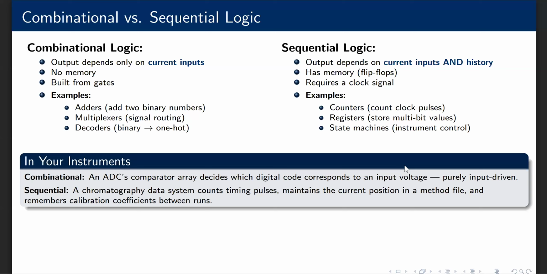In your instruments, the ADC's comparator array is combinational. It decides the digital code based purely on the current input voltage. But the chromatography data system is sequential. It counts timing pulses, knows which step of the method you're on, and remembers the calibration coefficients between injections.